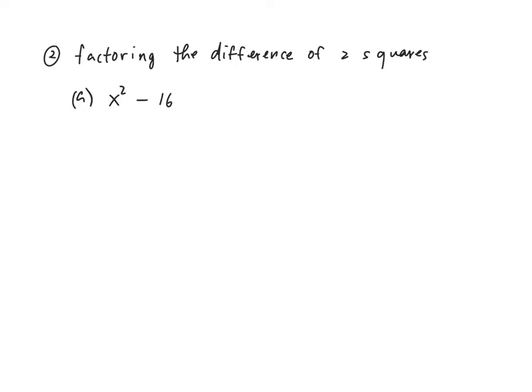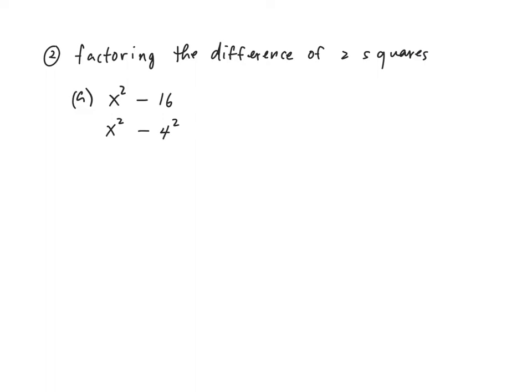And x squared is a perfect square because it is a power of 2. The exponent is 2. 16 is a perfect square because you could express it. So x squared is already a power of 2. 16 as a power of 2 is 4 squared, or 4 to the power of 2.